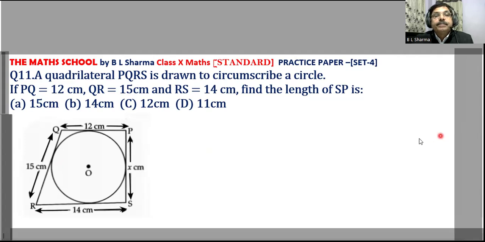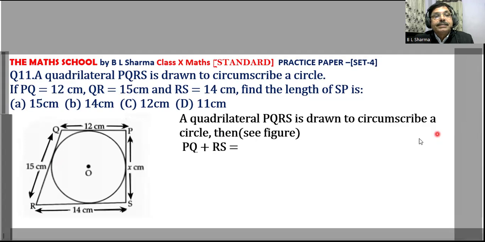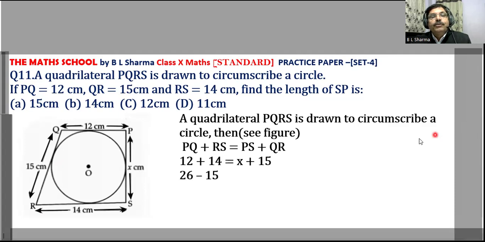So see here, PQ plus RS is equal to PS plus QR. Please mind it. Very good question. Many times it also comes as prove that PQ plus RS is equal to PS plus QR. This is a question of your NCERT textbook. Put the values: 12 plus 14 is equal to x plus 15, because PS is x. What is the value of x? x is 11 centimeters, so B is the correct option. 11 centimeter is the answer.